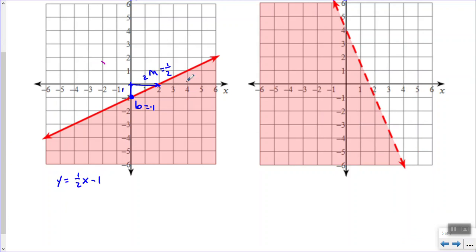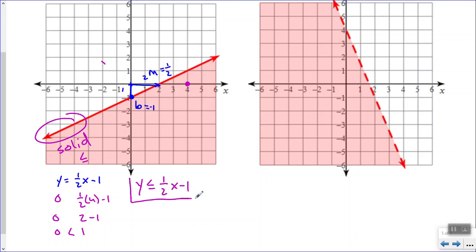So here, an easy one, since we're dealing with 1/2, let's do (4, 0). That's part of my solution, so I need to pick an inequality symbol that will work given that point. My y-coordinate is 0, and then we have 1/2 times 4 minus 1, so 0 and 2 minus 1, and 0 and 1. 0 is less than 1, and then we look at our line, and since it's solid, we're going to use less than or equal to. So our final answer will be y is less than or equal to 1/2x minus 1.